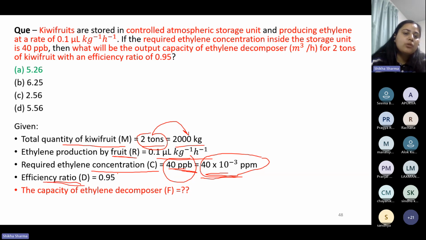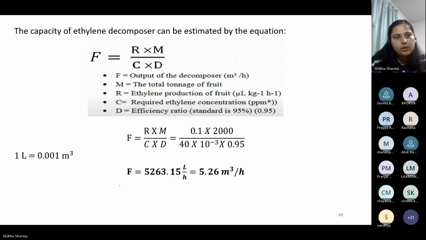Efficiency ratio is 0.95. So we need to calculate the capacity of the ethylene decomposer. This is the formula I pasted from the video lecture. The capacity of the ethylene decomposer can be estimated by the formula F = R × M / (C × D). F is the output of the decomposer, M is the total tonnage of the fruits, R is the ethylene production of the fruits, C is the required ethylene concentration, D is the efficiency ratio.